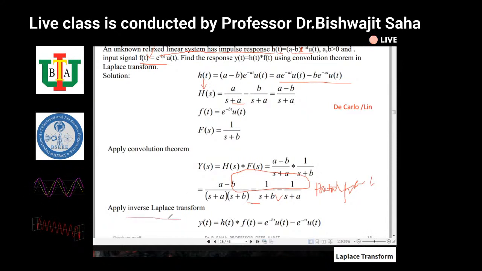Now we are applying the inverse Laplace transform. Then what did we get? This one, 1 over s plus b in inverse Laplace is e to the power minus bt u of t, u of t being the unit step function whose value is 1, and minus 1 over s plus a, so e to the power minus at u of t. Okay. This is the thing.